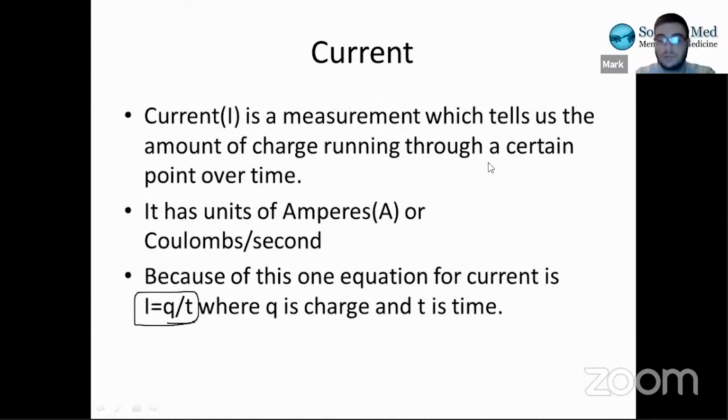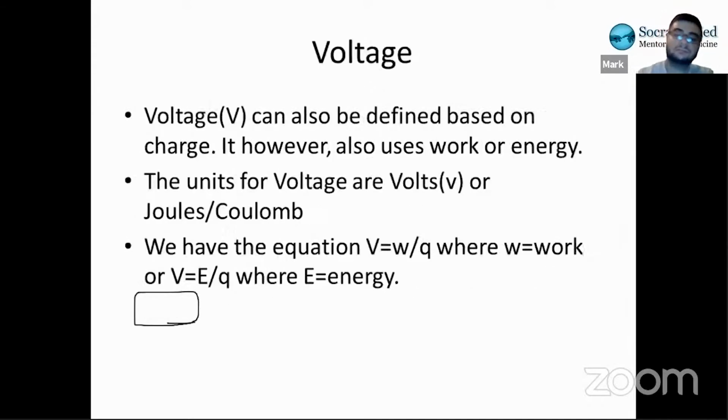For current, just remember amperes are equal to coulombs per second. Remember the units. I can't stress that enough, especially for electrostatics, circuits, and anything like that in physics. Units are very important because they'll help you solve problems that you may have forgotten a formula for.